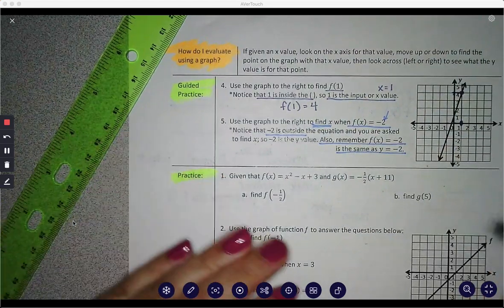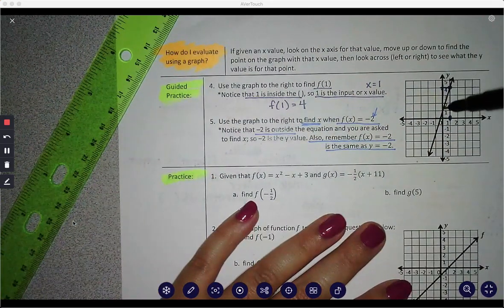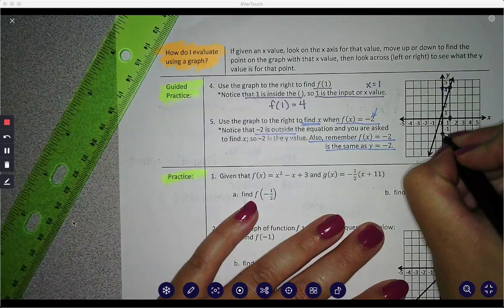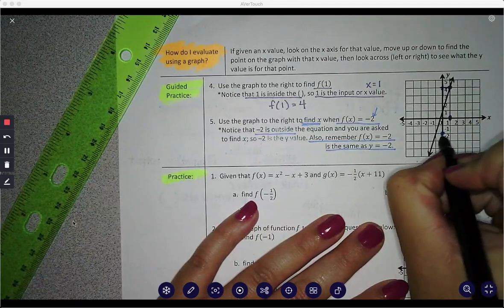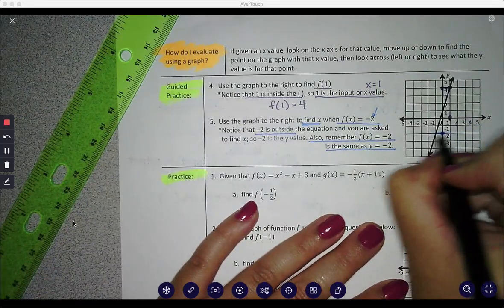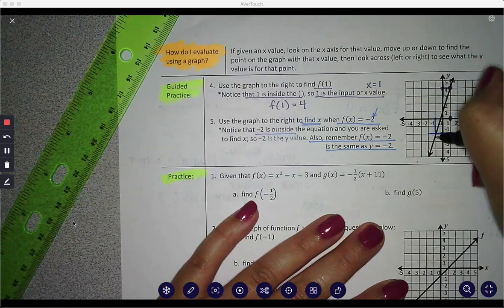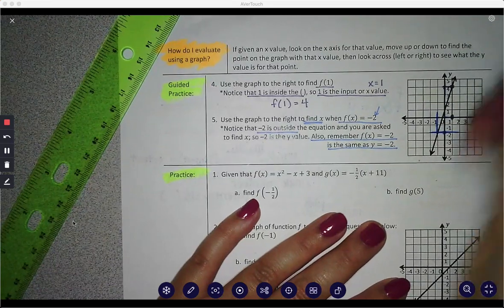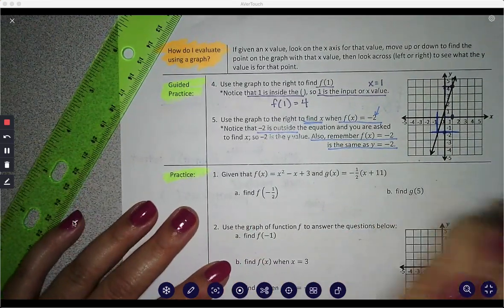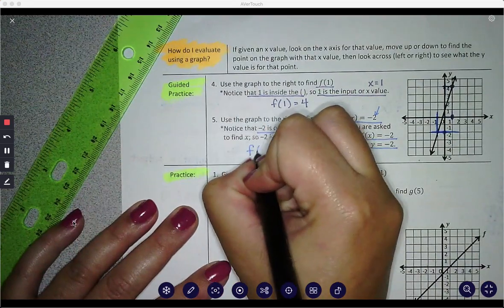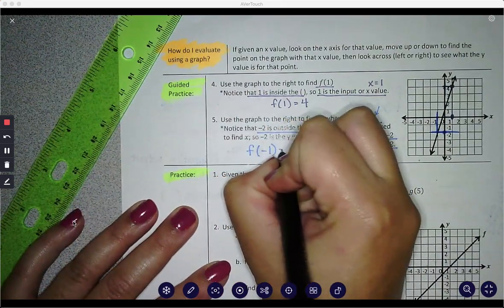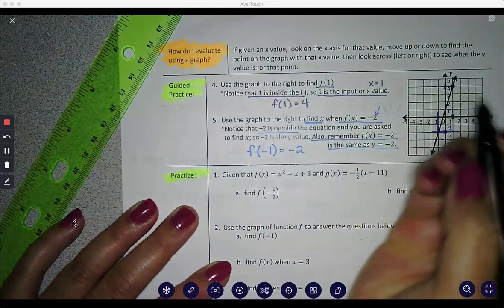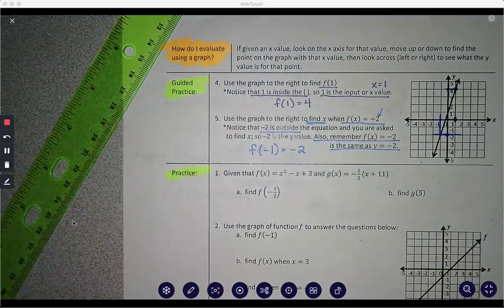So now we're going to work backwards. I'm going to look up to -2, and I'm going to draw a line over to see where my graph crosses. So x equals -1. So f of -1 is equal to -2. Okay?